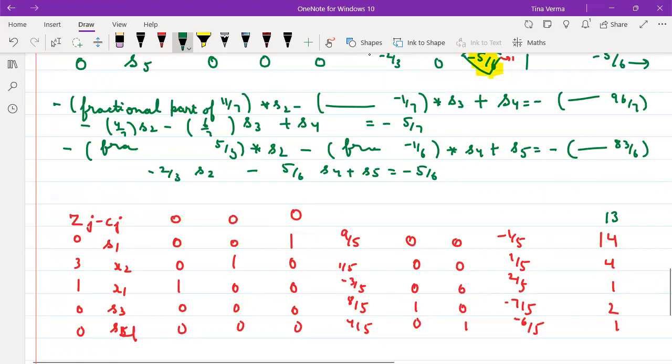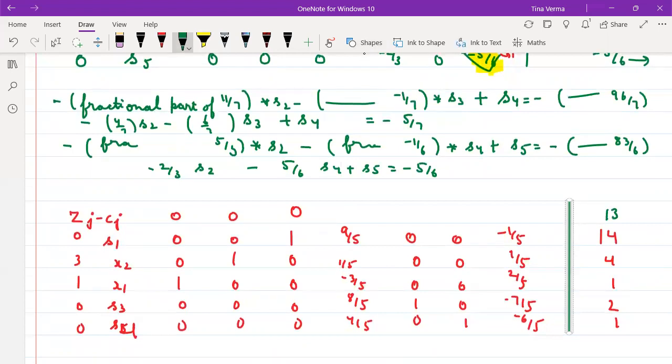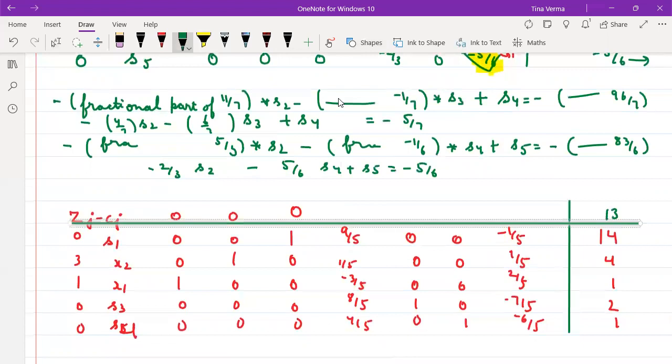So this is your solution part. This is your XB. And in this table, you have got all your values as integers. That means this is your optimal solution. What do we need? For the optimal, only X1 and X2 are needed. My X1 is 1 and X2 is my 4. This is my optimal solution. And the maximum value here I got as 13.